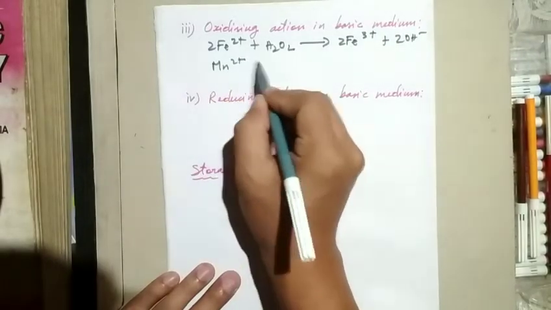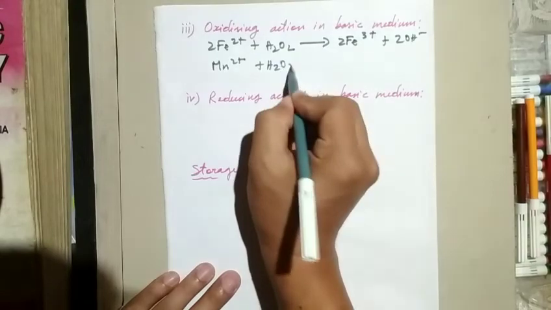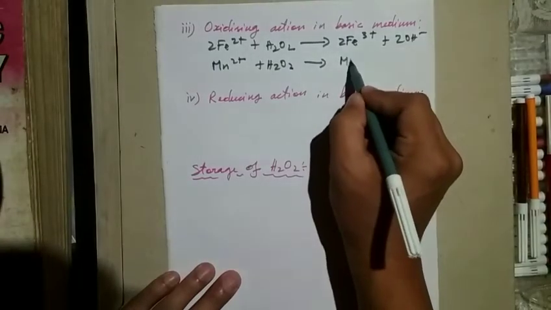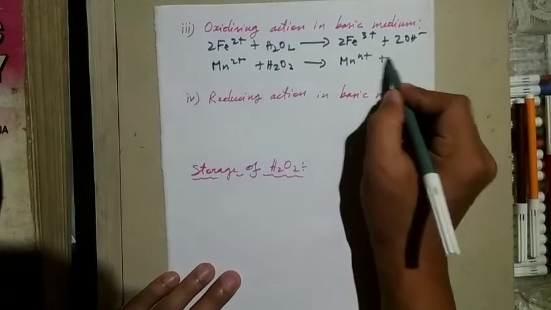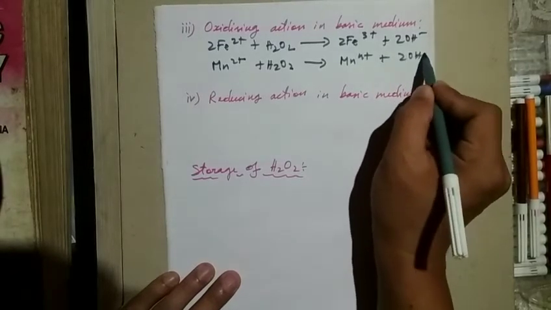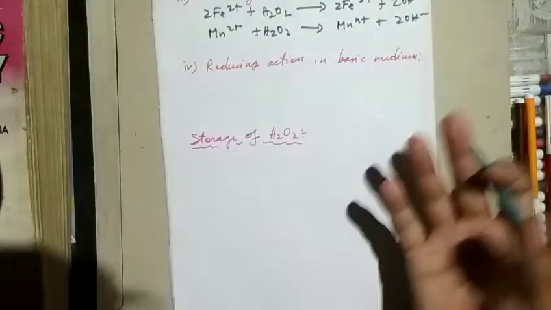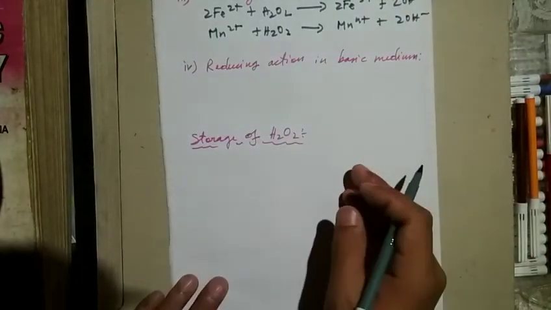Mn2+ plus hydrogen peroxide. Oxidation takes place, so Mn4+, to OH-. So the oxidation number increases in oxidation.